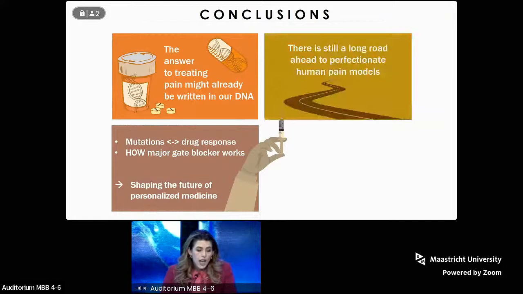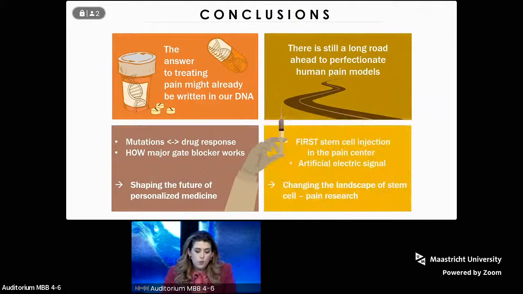And finally, while there's still a long road to perfection in human pain models, our studies with human stem cells were already also a breaking stone, as we were the first to inject stem cells in the pain center. And now we are able to artificially modulate electric signals in stem cells, which can now change the landscape of stem cells in pain research. Thank you. Thank you. Thank you.